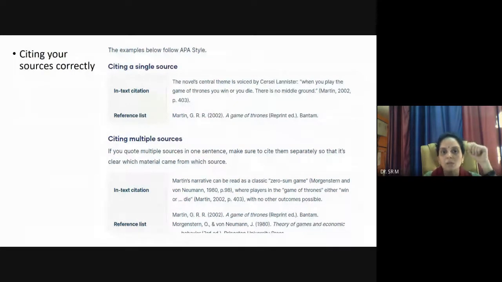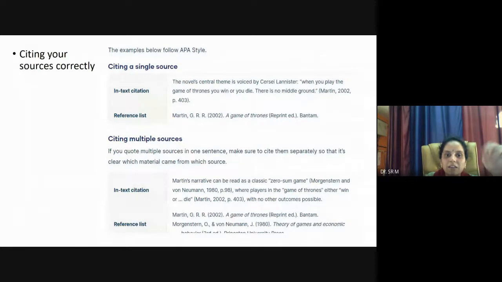At the beginning, you cannot use MLA and then come back to Chicago footnotes. No, please don't do that. Please consistently use one particular style throughout the text. Again, I have given an APA style example, citing a single source. How would I do that? Everything is there in the APA style.